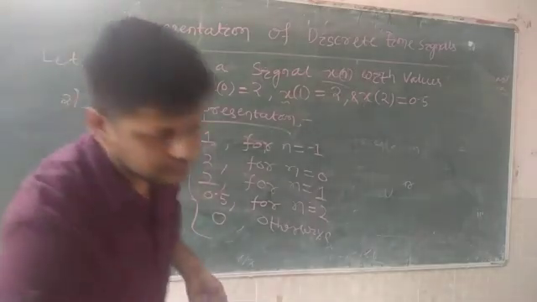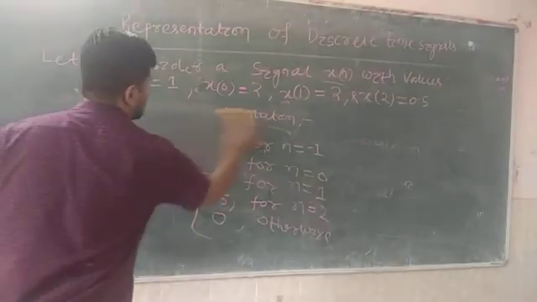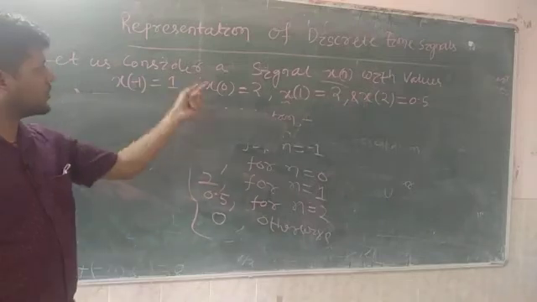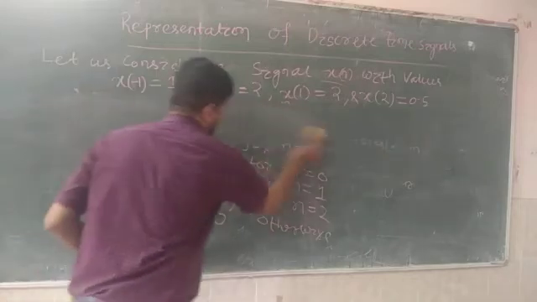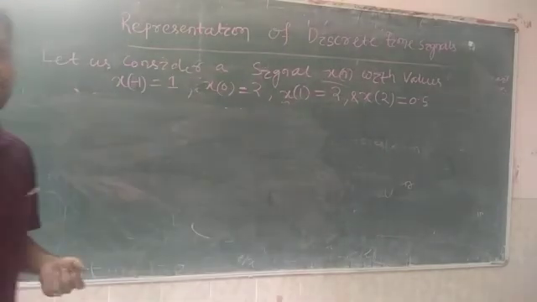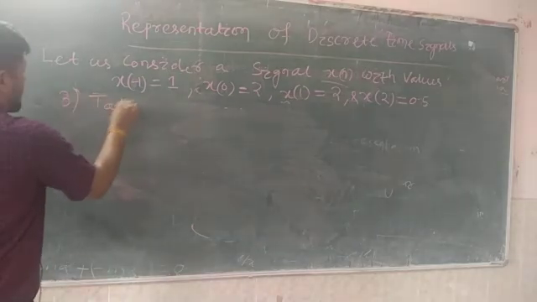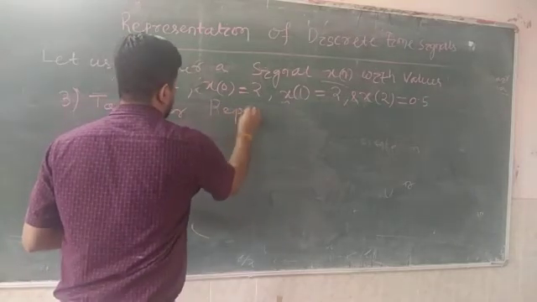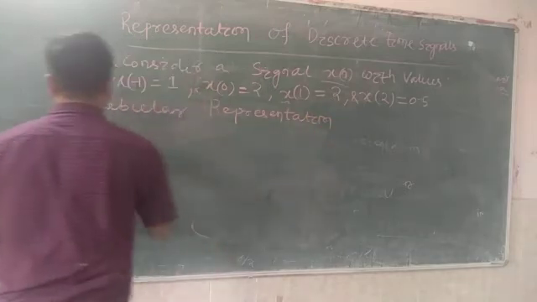Next we will see your tabular representation. How to represent this same signal in various representations. We are representing the same signal. This is your actual given signal, and we have different types of representation in a discrete time signal. First one we have studied is the graphical, which is very important. Then we have studied the functional representation, and the third one is your tabular representation.